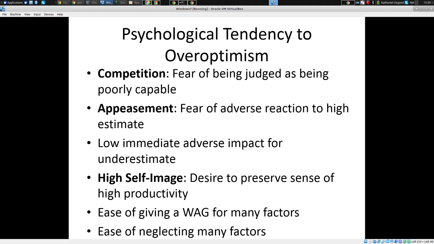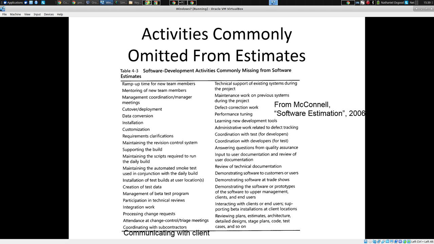It's really easy to give a wild-ass guess for a lot of things. I mean, it's really easy to pull it out of your pocket and present it. Pull it out of a hat. All too easy. And finally, it's really easy to neglect many factors. There are many factors that we commonly leave out of estimates. Some of them are here.